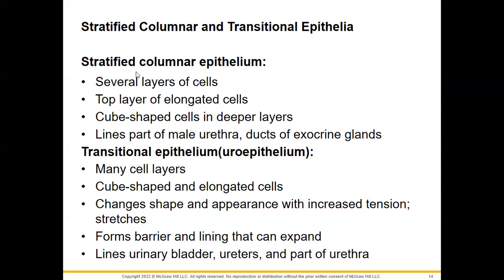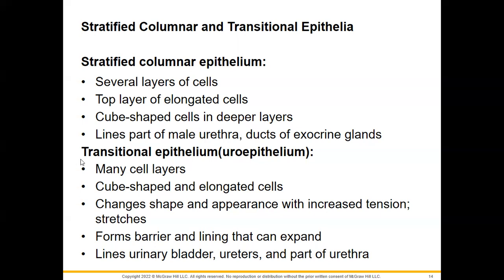All right. So look at the superficial, or more mature cells, to give you the name of the cell shape. These types of cells you'll find lining things like the male urethra and some of the ducts of the exocrine glands. And we'll talk about exocrine glands shortly.